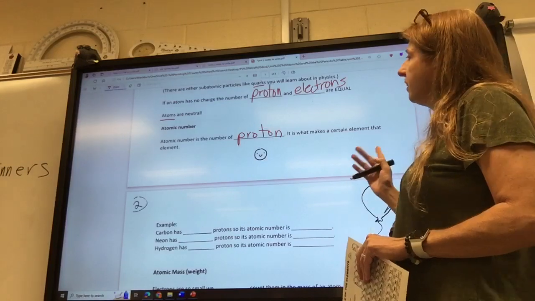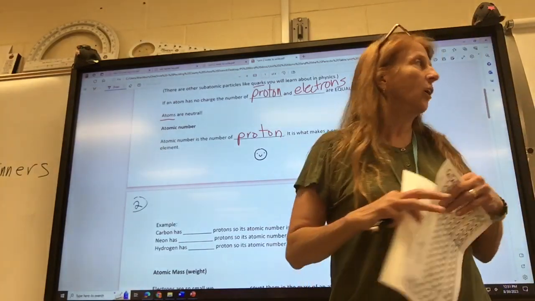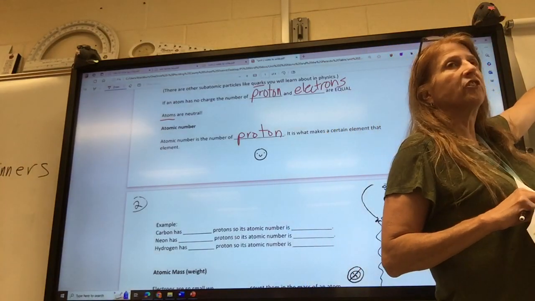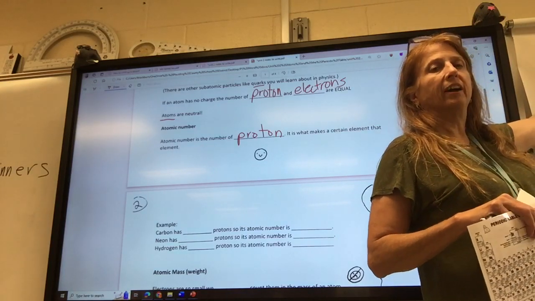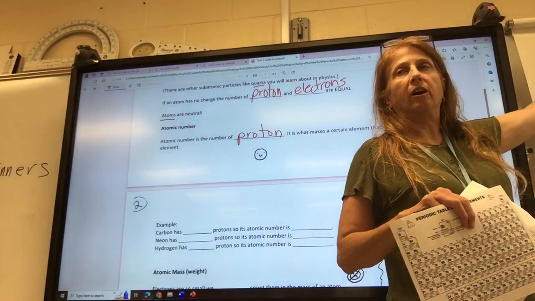It's what makes certain elements that element. So what makes hydrogen is it has 1 proton. What makes lithium is it has 3 protons.